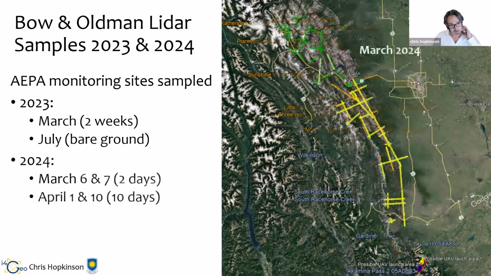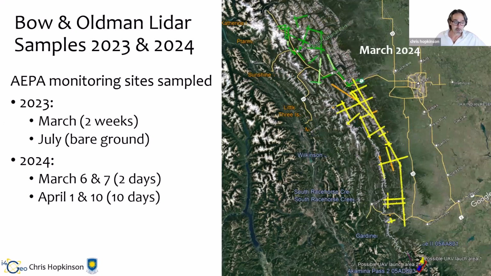And so this year we modified our plans a little bit, and you can see the two main mission areas, green to the north, primarily the Bow Basin, yellow to the south, primarily the Oldman Basin. And then there were two sets of missions in March and April. The March missions all occurred on 2 days, the 6th and the 7th. The April missions were also on 2 days, the 1st and the 10th, but as you can tell, they were separated further apart. And we'll talk about some of the time separations later on, because they created some challenges with the analysis.